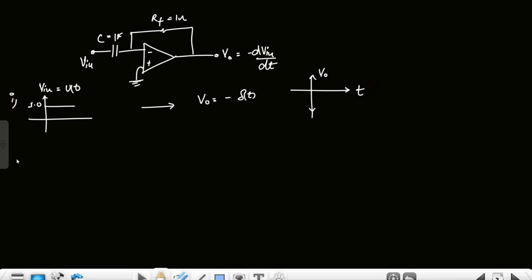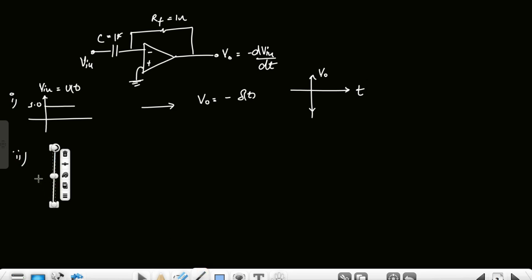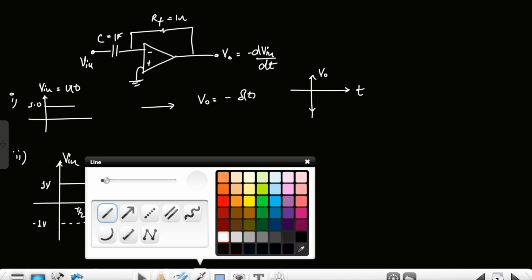Now if the input is the pulse form, this is the pulse. For this input, the output will be an impulse train, right? So here we can let the values be 1 volt, this is minus 1, T by 2, T and so on. So output will be like this.